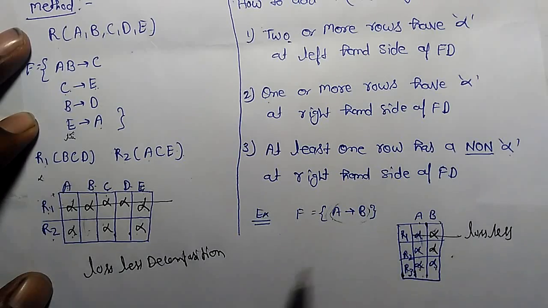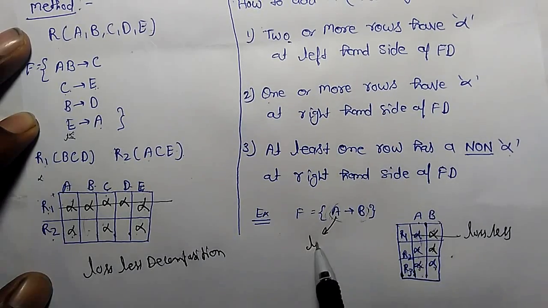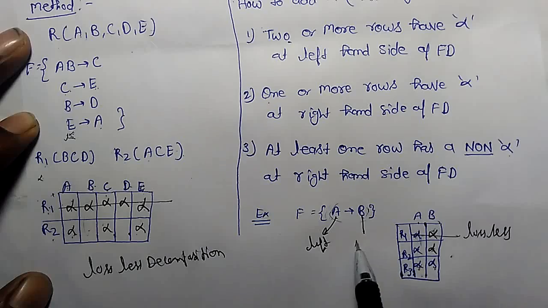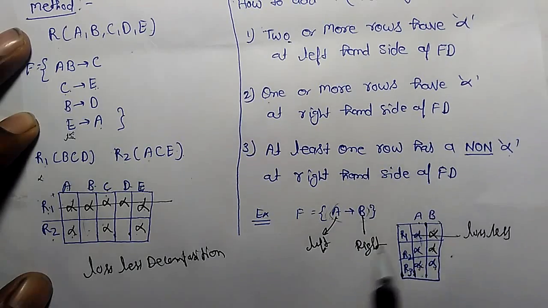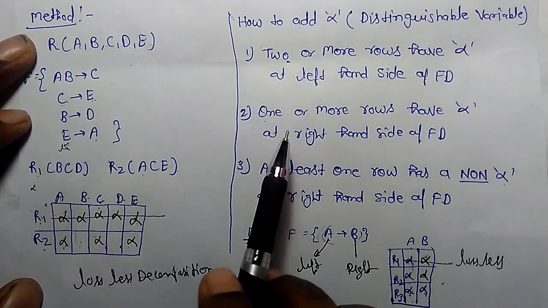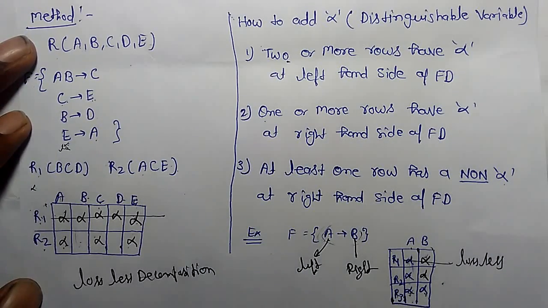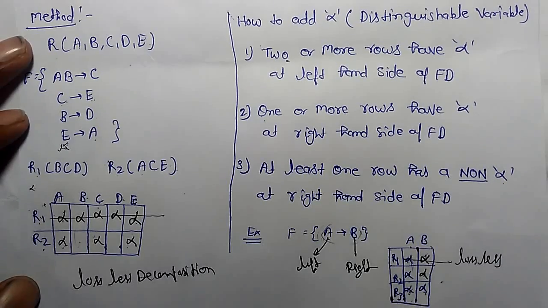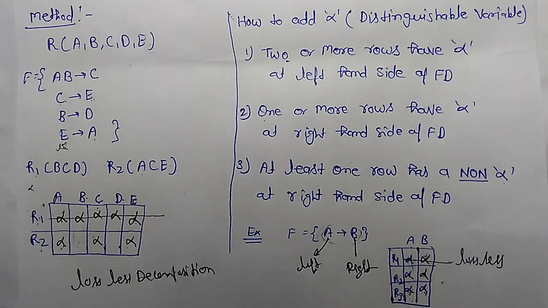So this is a simple rule. You have to check the left hand side and the right hand side. According to these rules, we can add alpha at the blank positions, and if 1 row is filled with alpha, we can say it is a lossless decomposition.